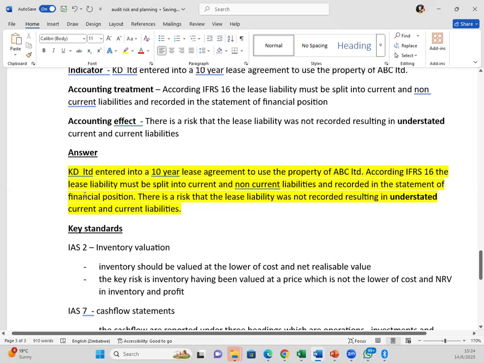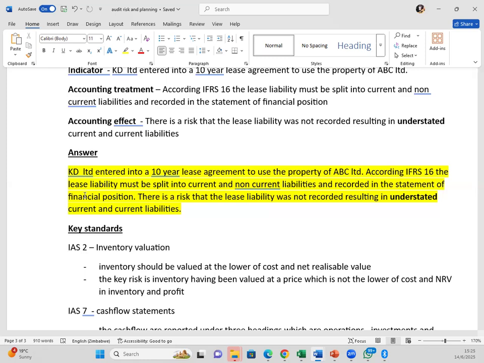KD Limited entered into a 10-year lease agreement to use the property of ABC Limited. According to IFRS 16, the lease must be split into current and non-current liabilities and recorded in the statement of financial position. So what am I doing here? This is application of what the standard says.